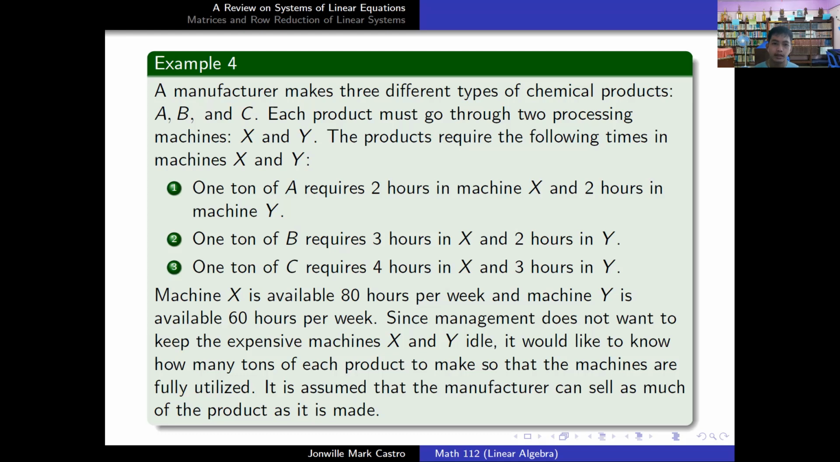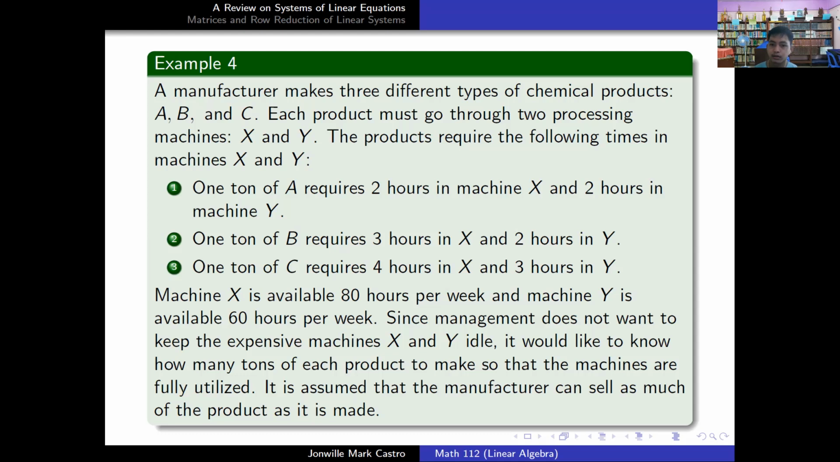A manufacturer makes 3 different types of chemical products, A, B, and C. Each product must go through 2 processing machines, X and Y. The products require the following times in machines X and Y. Okay. 1 ton of A requires 2 hours in machine X and 2 hours in machine Y. 1 ton of B requires 3 hours in X and 2 hours in Y. 1 ton of C requires 4 hours in X and 3 hours in Y. Machine X is available 80 hours per week and machine Y is available 60 hours per week.